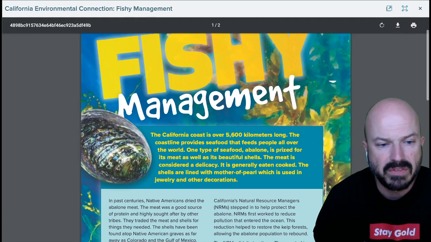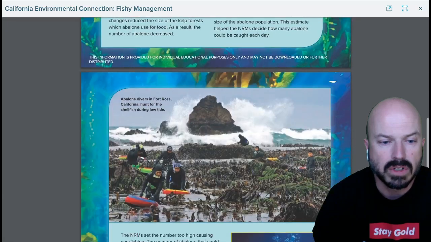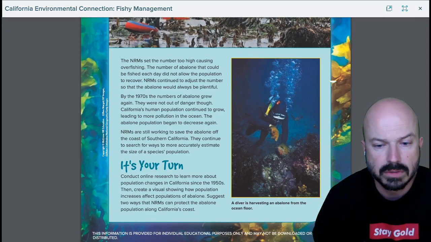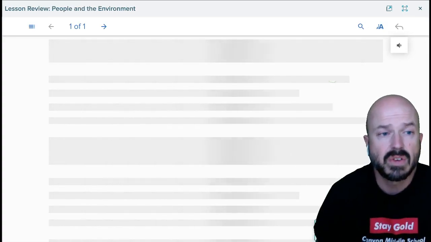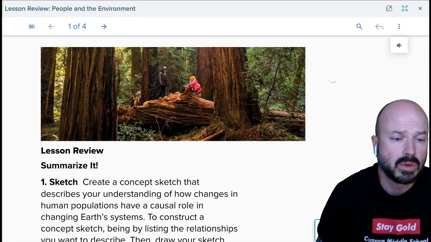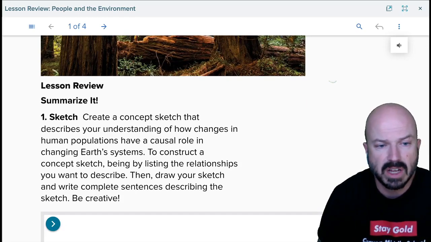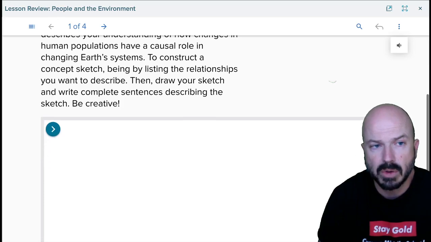Okay, read about the fishery management. It's a pretty interesting article about how we have worked to make sure that the abalone are still around. You don't need to do the "It's Your Turn." And then you've got your lesson review. So, can you describe your understanding of how changes in human population have a causal role in changing Earth systems? Okay, list some of the relationships and then draw or write complete sentences to describe what's going on.